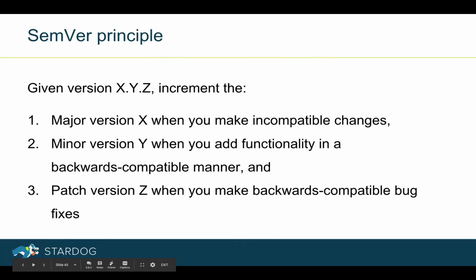From the semver.org website directly, if you have version X.Y.Z, you increment the major version X when you make incompatible changes, the minor version Y when you add functionality in a backwards compatible manner, and then the patch version Z when you make a backwards compatible bug fix.